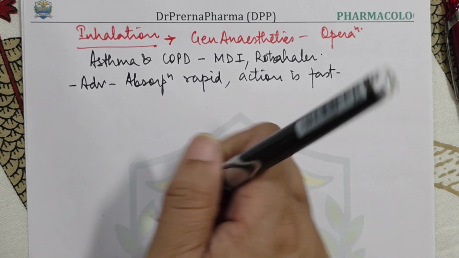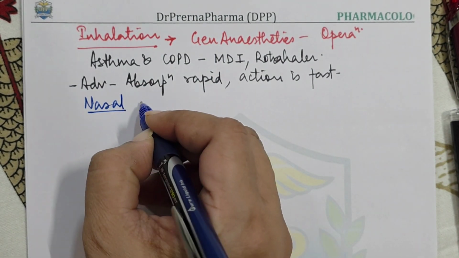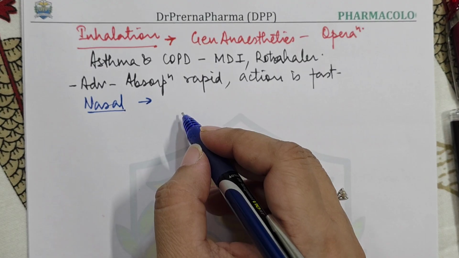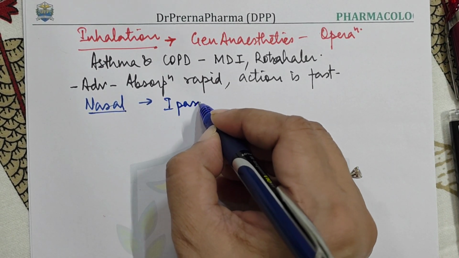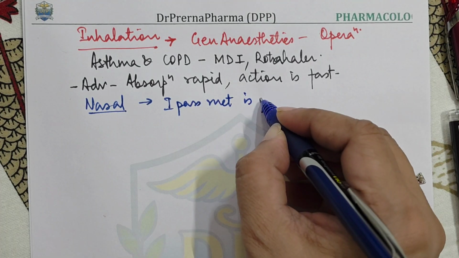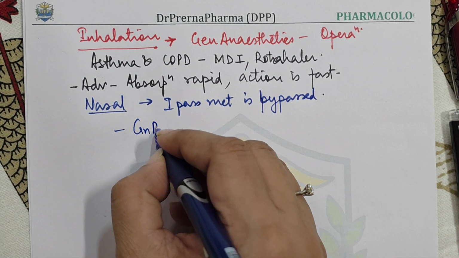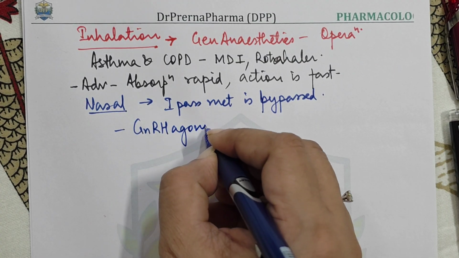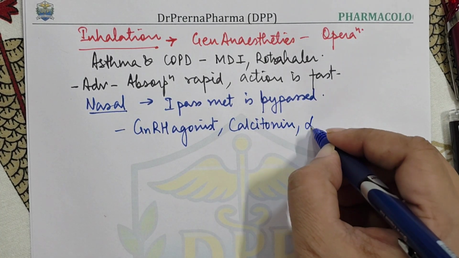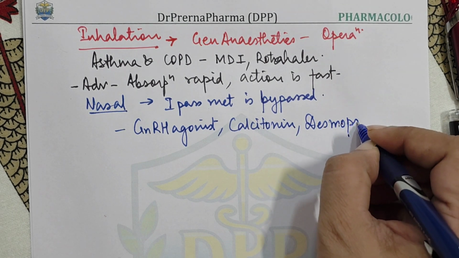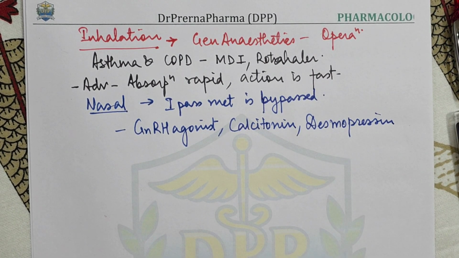After that we have another route, which is nasal. The mucous membrane of the nose can absorb many drugs, and again the first pass metabolism, or the liver, is bypassed in the nasal route also. That is a benefit here, but only some drugs like GnRH agonists and calcitonin are given through this route. Then there is one more drug, desmopressin nasal spray. It is used as a spray or nebulized solution through this route.